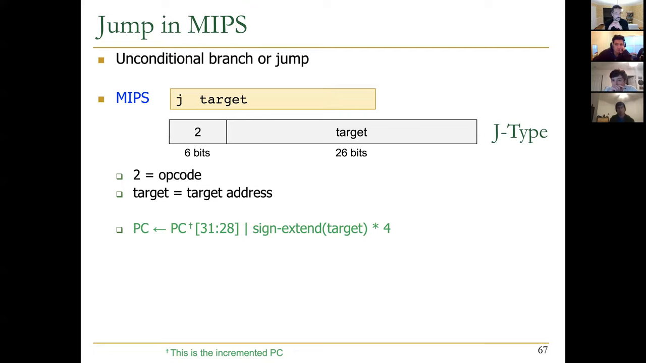So hopefully this is clear. You have a target of 26 bits. You need to sign extend it by 2 additional bits to make it 28. And then you add this to the 4 additional bits you get out of the PC in order to build the address that you want to put inside the PC register. Do you have any question about this? This is the semantic of jump.